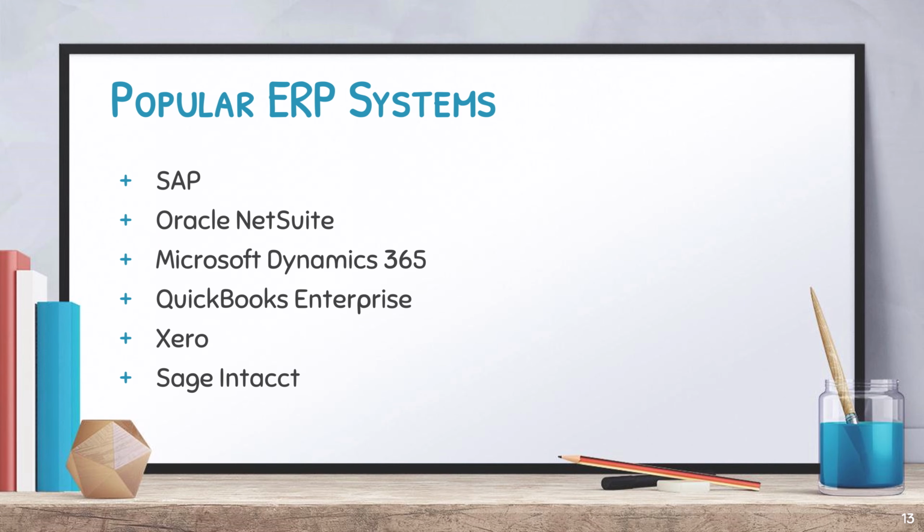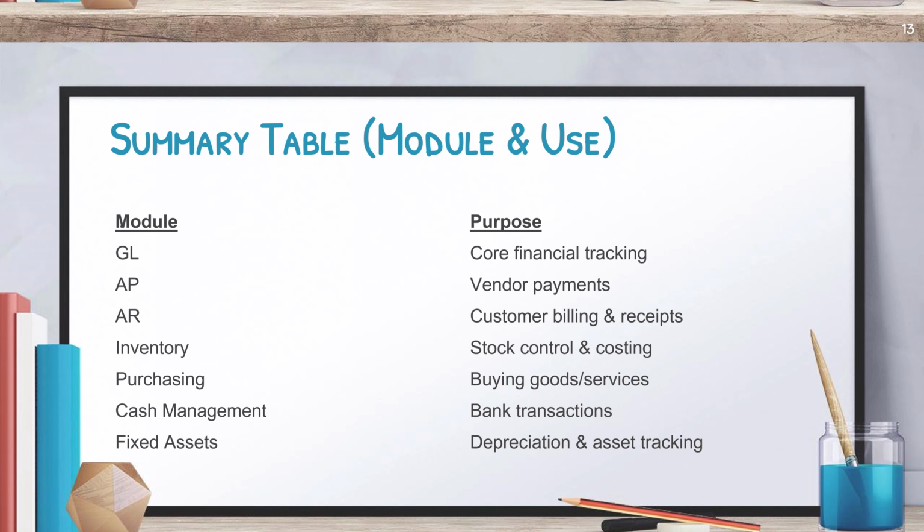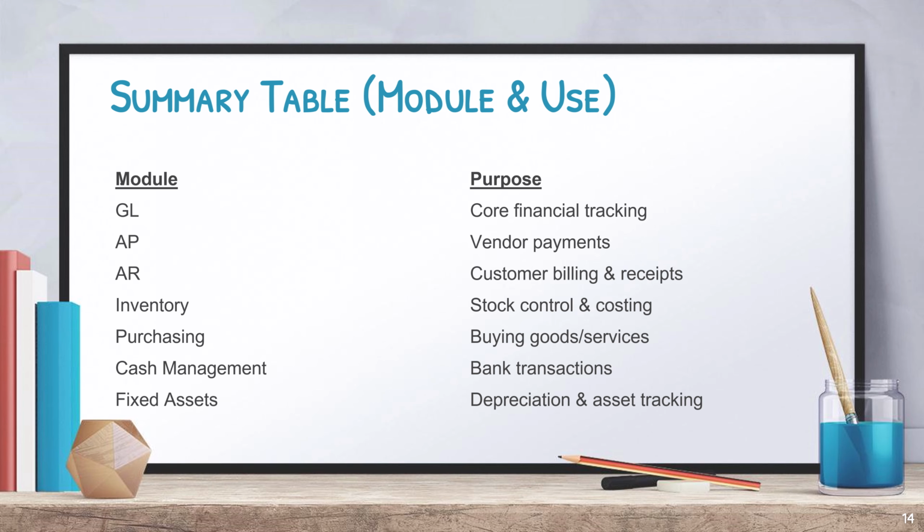Popular ERP systems used by accountants include SAP, Oracle NetSuite, Microsoft Dynamics, QuickBooks Enterprise, Xero, and Sage Intacct. Here's a summary table that brings together all the modules we've discussed, along with a brief overview of their key functions and how they contribute to the overall ERP system.